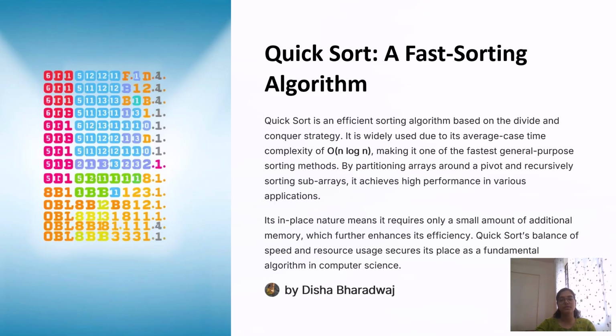Quicksort is an efficient sorting algorithm based on the divide and conquer strategy. It is widely used due to its average case time complexity of O(n log n), making it one of the fastest general purpose sorting methods. By partitioning arrays around a pivot and recursively sorting subarrays, it achieves high performance in various applications. Its in-place nature means it requires only a small amount of additional memory, which further enhances its efficiency. Quicksort's balance of speed and resource usage secures its place as a fundamental algorithm in computer science.